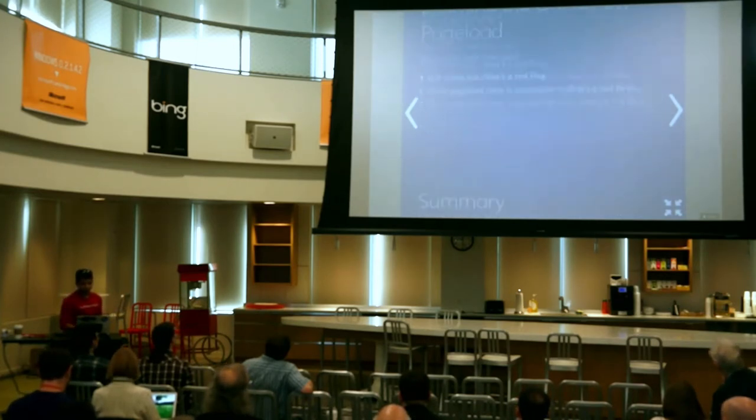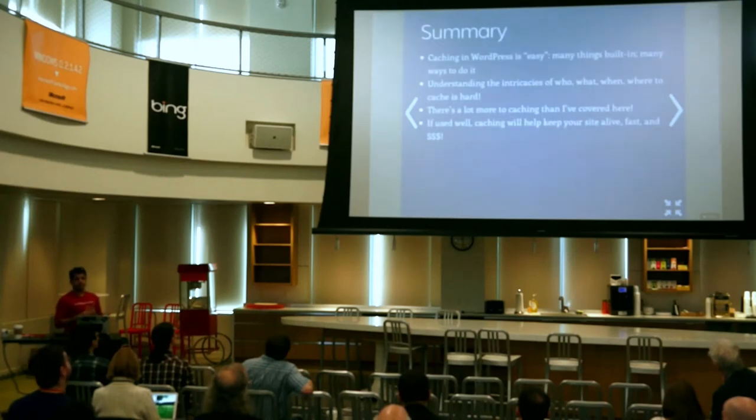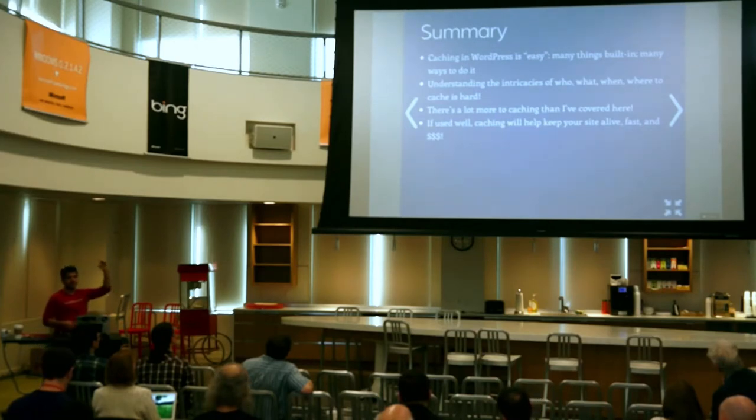So, I touched on that a bit. In summary, caching on WordPress is easy. There's lots of stuff that's built in. There's tons of ways to do it, right? Different levels that you can add caching on top of, right? Object caching is obviously the one that I spent the most time on, right?